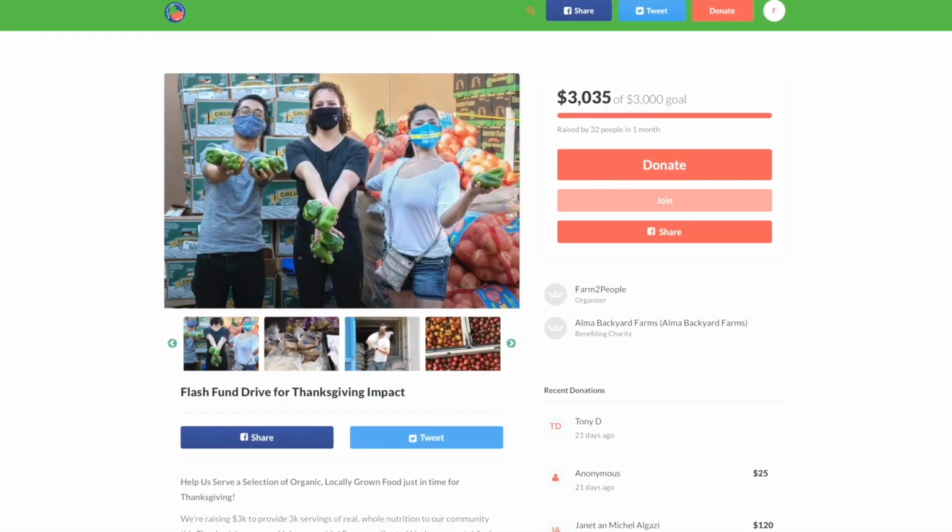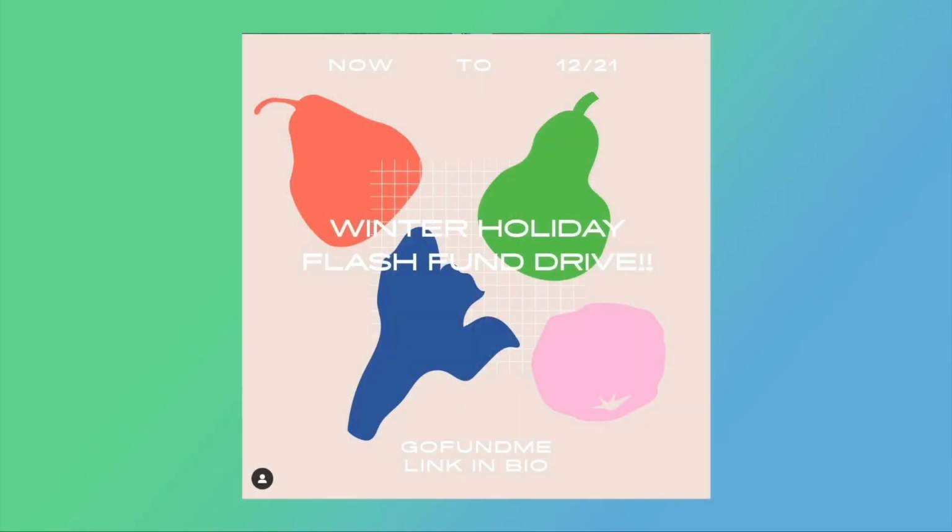So what we did is that we raised money from friends and families, networks, social media, and we were paying the farmers a wholesale price so they can cover the cost of the labor.